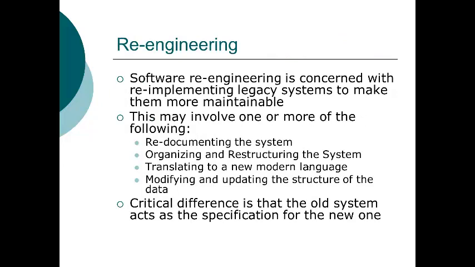It can involve one or more of the following: redocumenting the system, organizing and restructuring the system, translating it to a new modern language, and modifying and updating the structure of the data. The critical difference between this and new development is that the old system acts as the specification for the new one. And you don't have to pick all these activities in order to make a re-engineering effort successful.